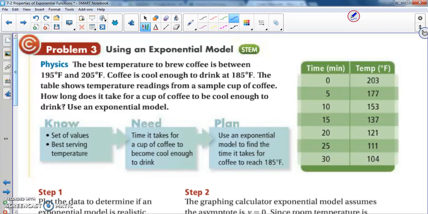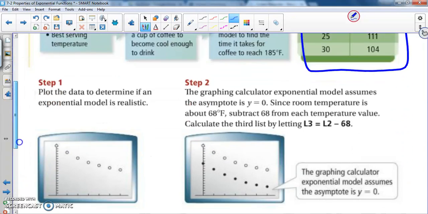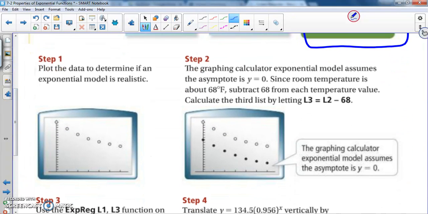Use an exponential model. So we have our table. We have x, which is time, y, which is temperature. We know our set of values and we know the best serving temperature. We need to know the time it takes for a cup of coffee to become cool enough to drink. We have to use an exponential model to find the time it takes for coffee to reach 185 degrees. So we can use our calculators for this.